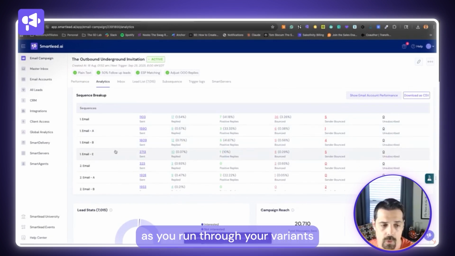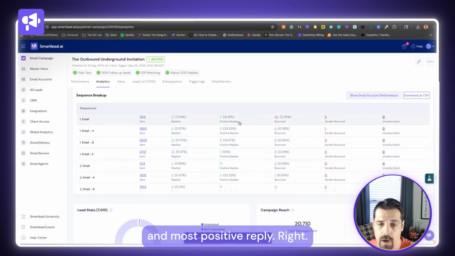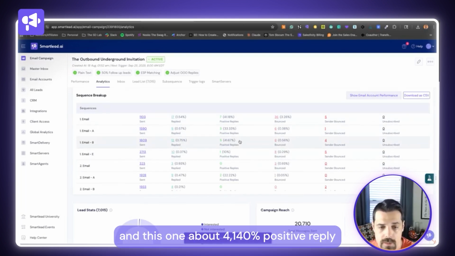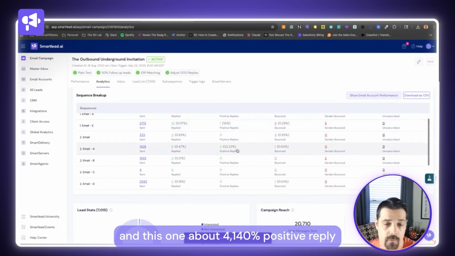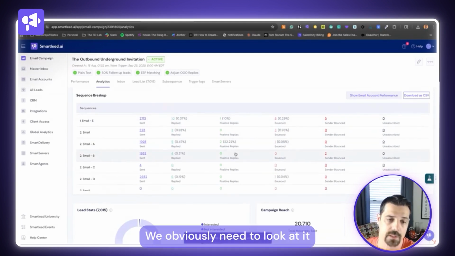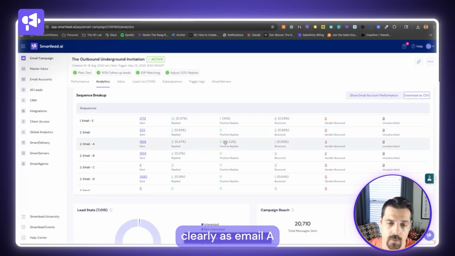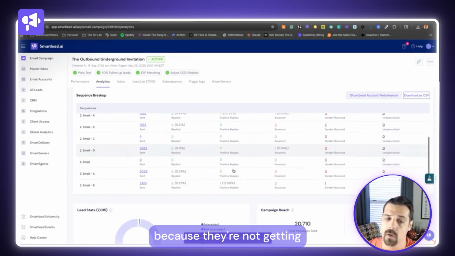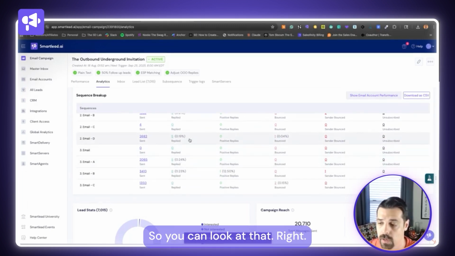It'll kind of tell you as you run through your variants where we're at, which one is performing with the most replies and most positive replies. You can see this one and this one have about 40% positive reply. Email 2, we obviously need to look at. It clearly is email A. We probably could do away with the other ones because they're not getting those positive replies. So you can look at that, right?